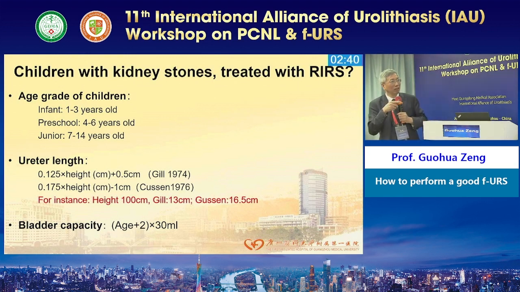Because you must know the age grade of children: infants, preschool, junior. You must know the ureteral length is totally different from adults. And blood volume. You see, for these children, 1 year old, the blood volume is 19 milliliters. Must be careful.